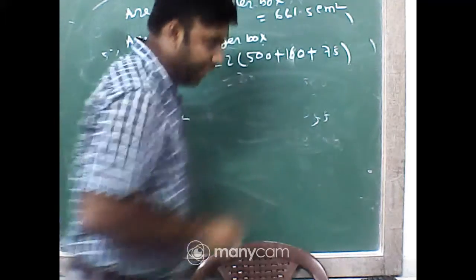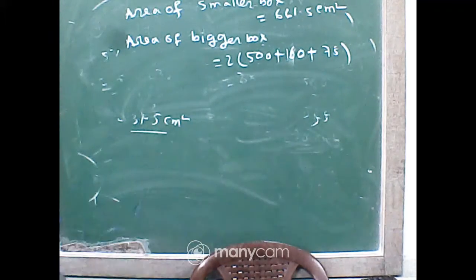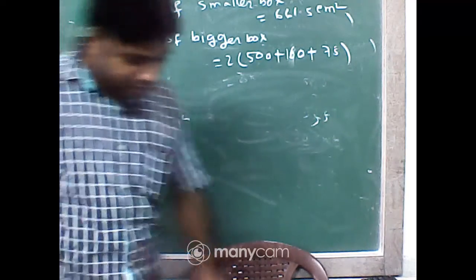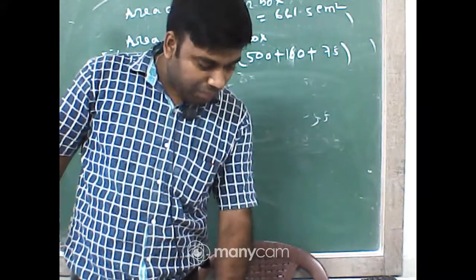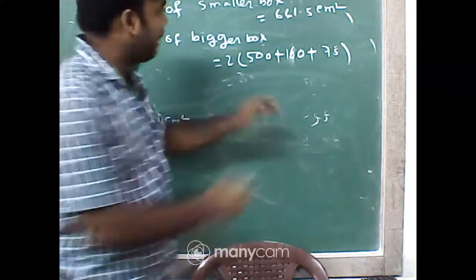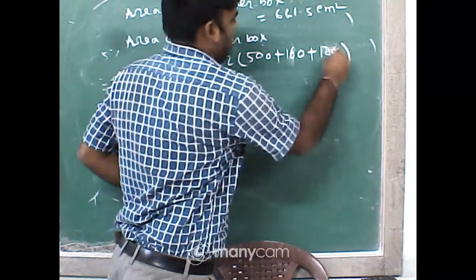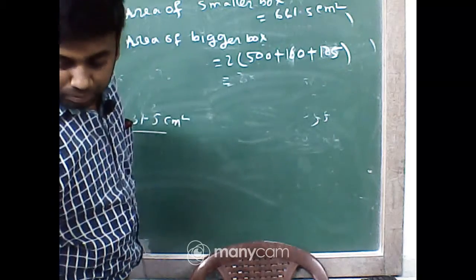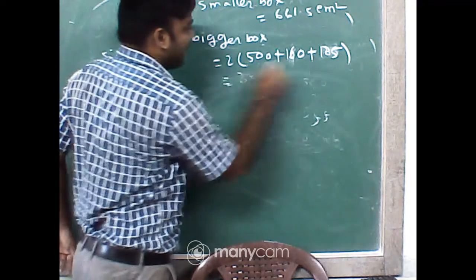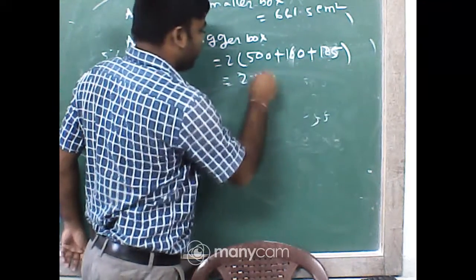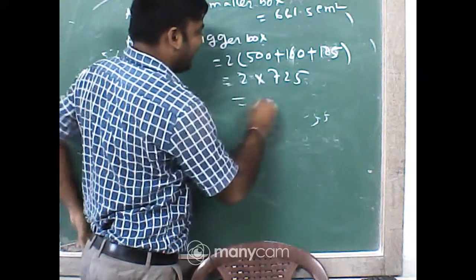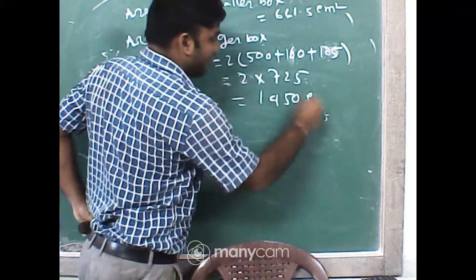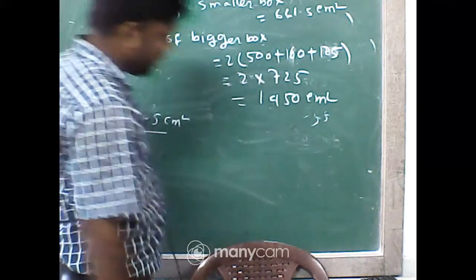Okay. BH means 20 into 5, that is 100, and HL is 125. Then it will be 2 into, 500 plus 100 plus 125, 2 into 725, and it is 1450. Now it is okay.